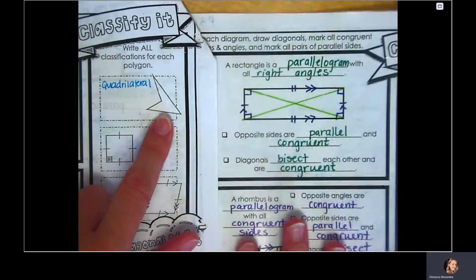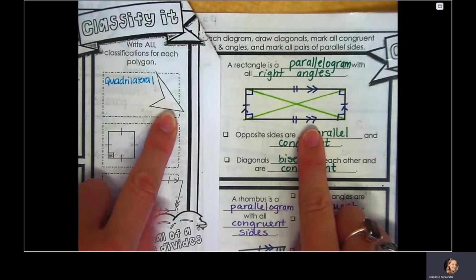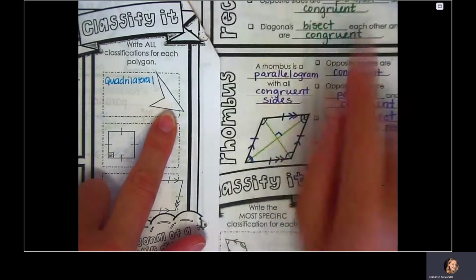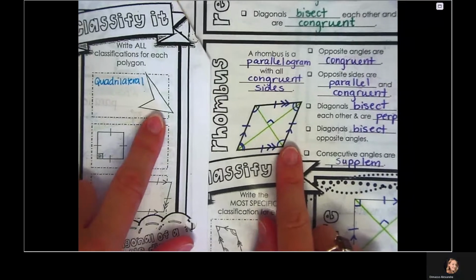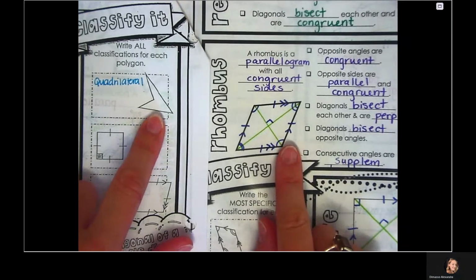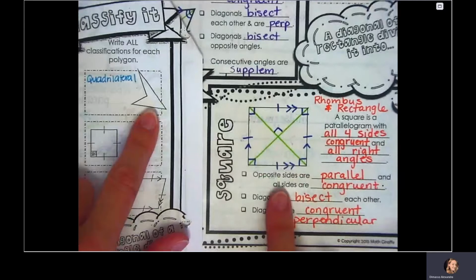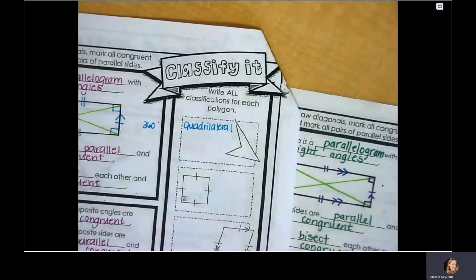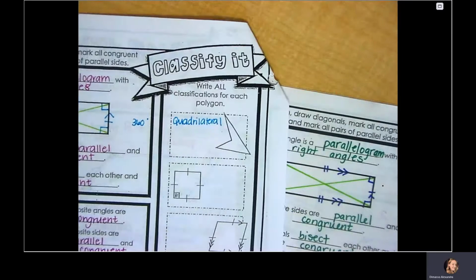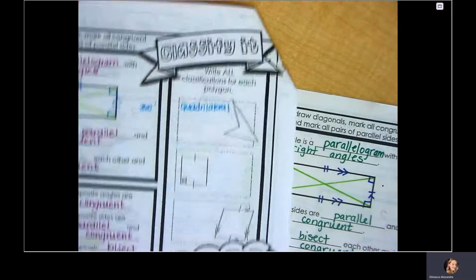Is this a rectangle? Definitely not. Is this a rhombus? No, it's not. And is this a square? No. So guess what? That's your whole classification for that one. You're done. It's only a quadrilateral. It's nothing else. Let's go to the next one.